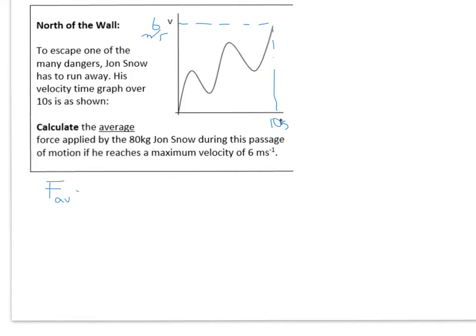So the average force is just going to be the mass times the average acceleration, so which is going to be the mass times by change in velocity over change in time. So we've got 80 kilograms times by 6 divided by 10. So that's going to give you an average force of 48 newtons over that period there. So the shape of the graph is actually irrelevant. All you're interested in is the change in velocity, the time, and then you can work out the average force. The peak force might be bigger than that, but that's not what was asked for.